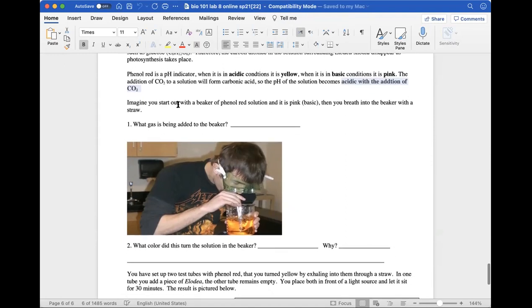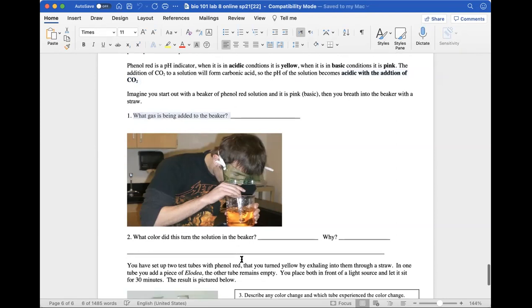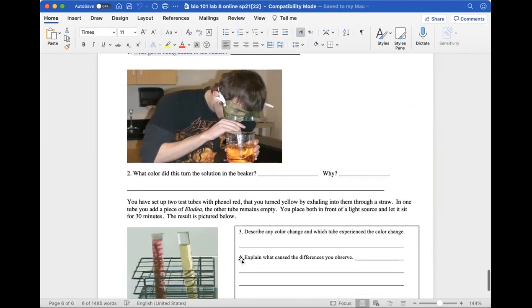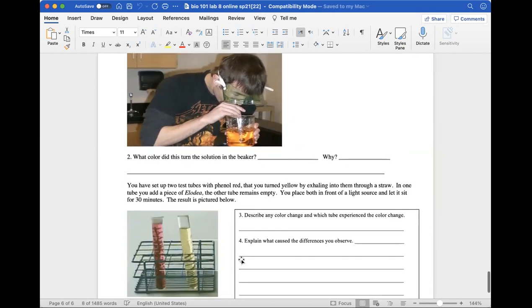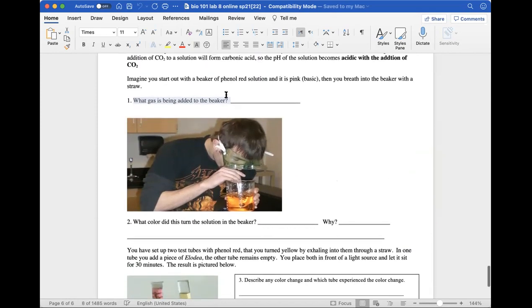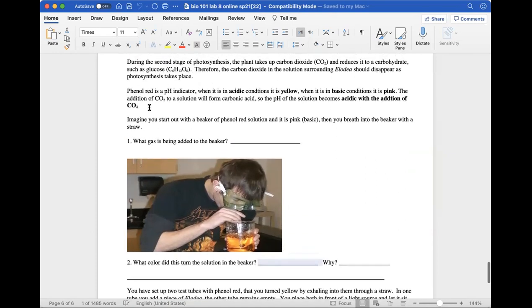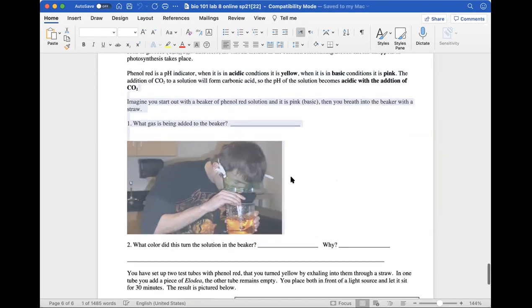What you're doing is you're starting out with a beaker of phenol red solution, and it's pink or basic, and then you breathe into the beaker with a straw. So what gas is being added to the beaker from your breath? What color did this turn the beaker and why? I think once you figure out what gas you're adding, you should know what color that should change the beaker because of that gas you're adding. And the answer will be in this paragraph right there.